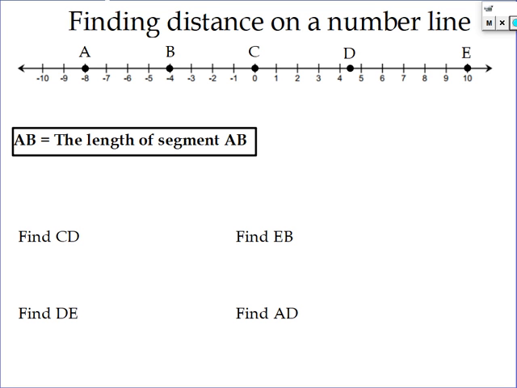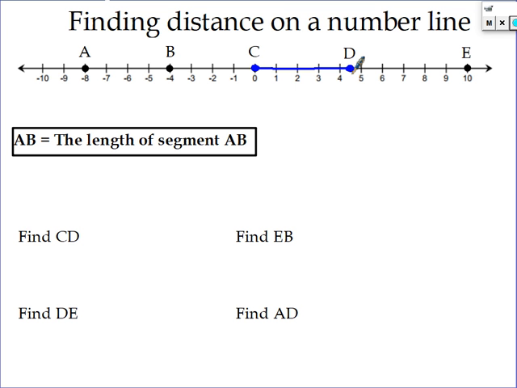If you look in this little box here, it says that AB, without anything over it, which is what we're looking at all 4 things here, there's no lines above, that means you're going to find the length of that segment. So if I wanted to find CD, what they're really asking me is to find the length of this segment here from C to D. I want to know what that length is, and you just count however many spaces it is.